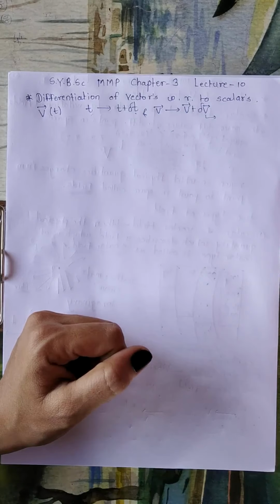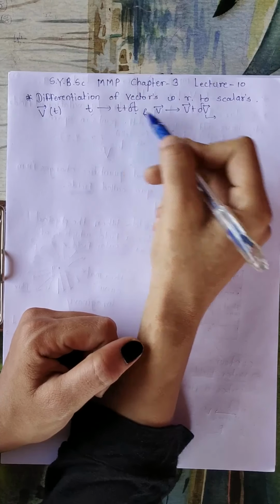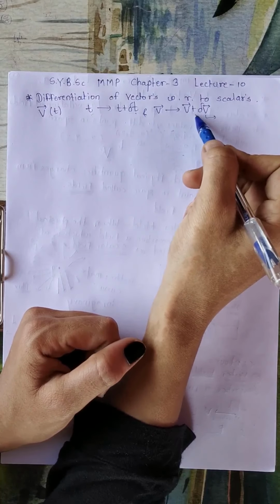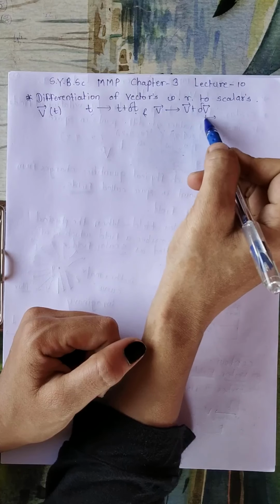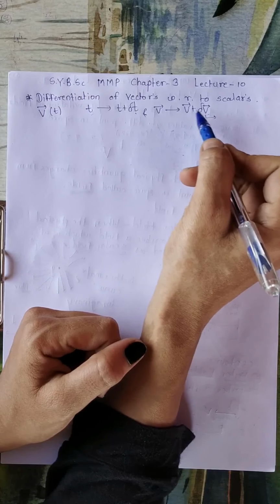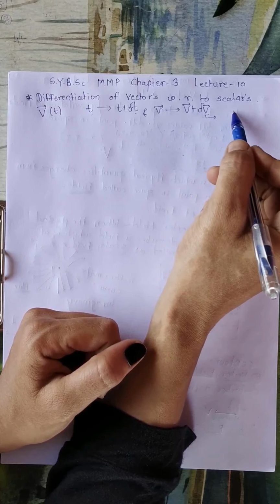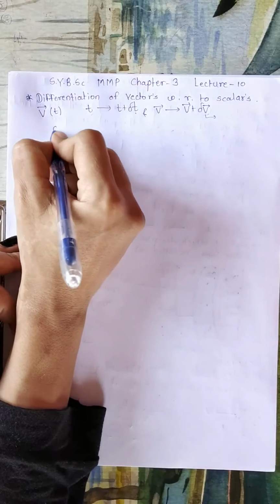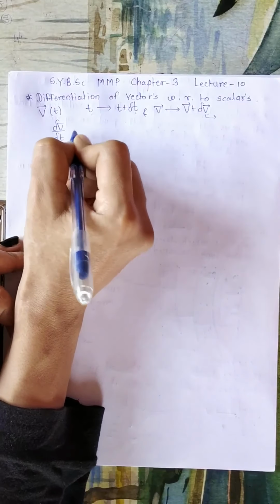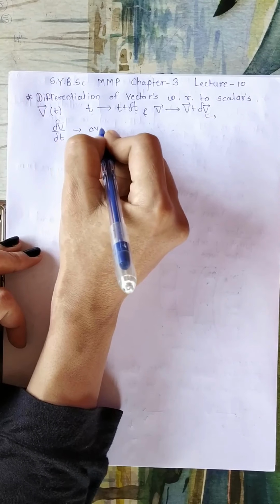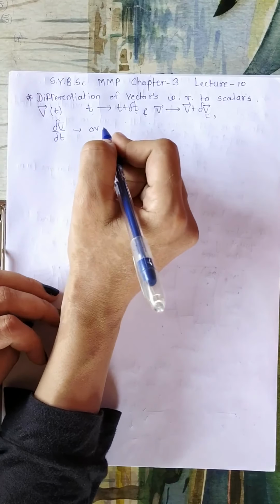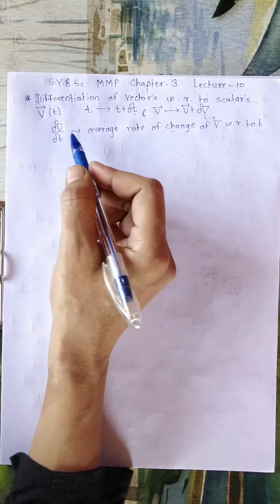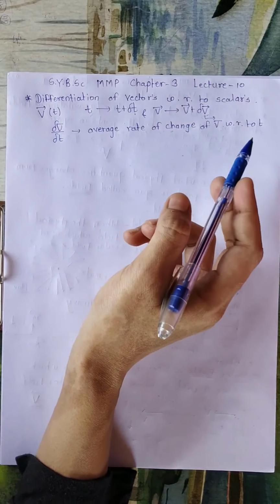Here we have taken the plus sign, that is, increment in t and increment in v. So delta v is the small increment in v due to the change delta t in t. Now the ratio delta v upon delta t is nothing but the average rate of change of v with respect to t. Therefore, this term delta v bar upon delta t gives us the average rate of change of v with respect to t.